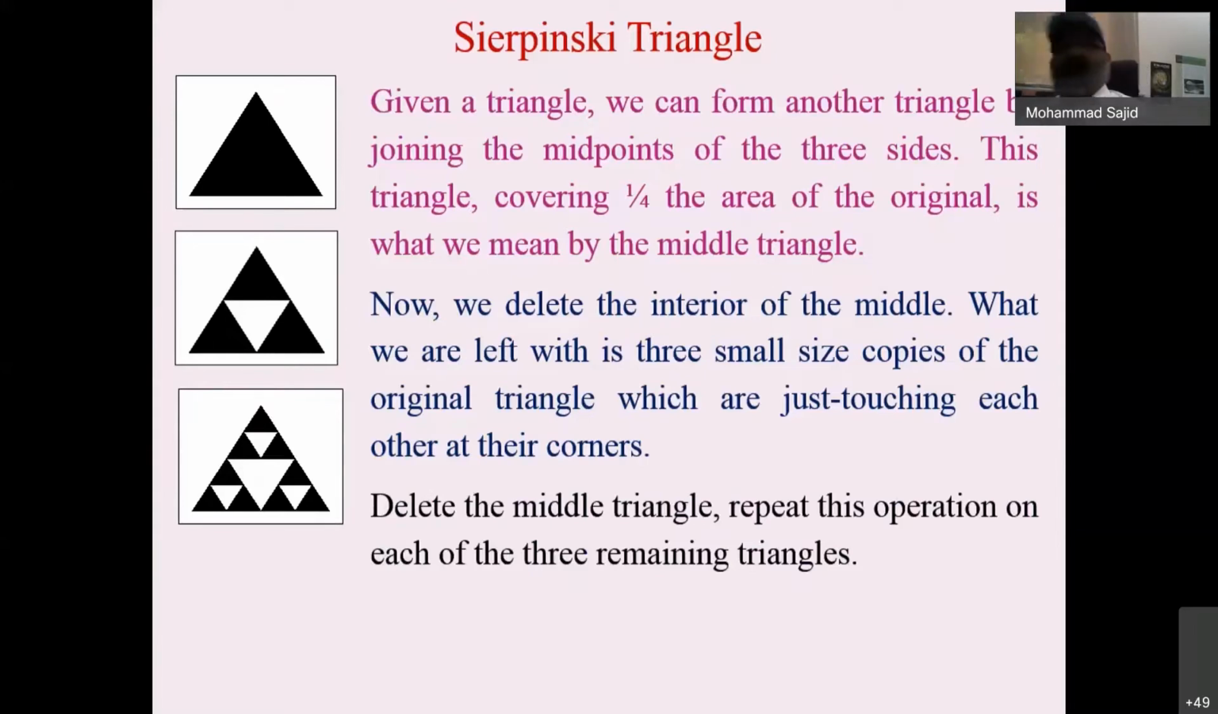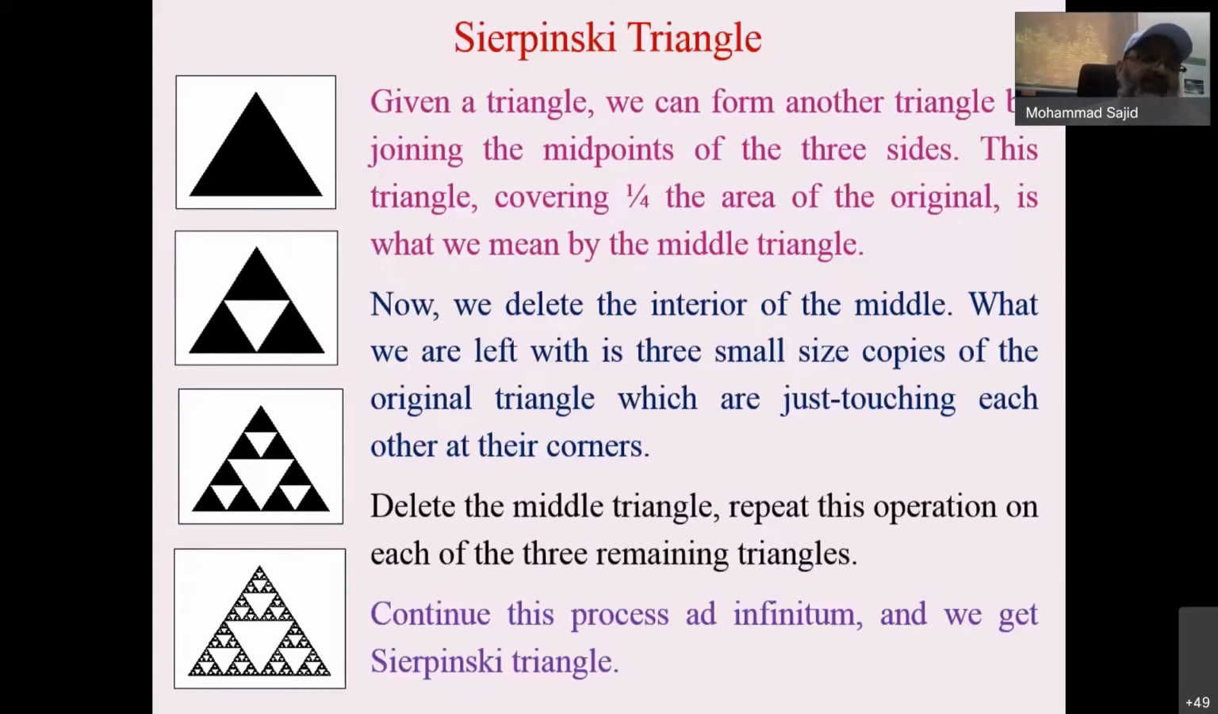After getting the next picture, we continue the same process and delete another 1/4 part. So continue this process up to our requirement. Maybe 20 iterations, 50 iterations, depending on how much accuracy we need, how complex a picture we need. So this is the Sierpinski triangle.